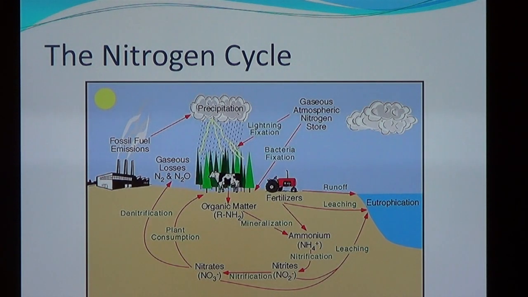So here's the nitrogen cycle, or one representation of the nitrogen cycle. I picked this one because it showed the mineralization from the organic matter into ammonium, and then nitrification occurring below there, and then it comes back up into plant consumption. The take-home message here is that in the nitrogen cycle, there's more going on below the ground than there is above the ground.